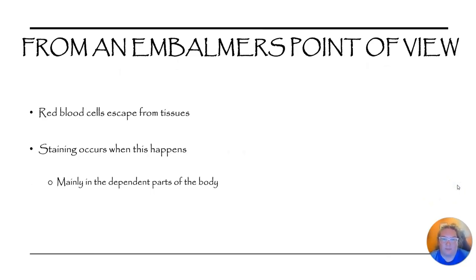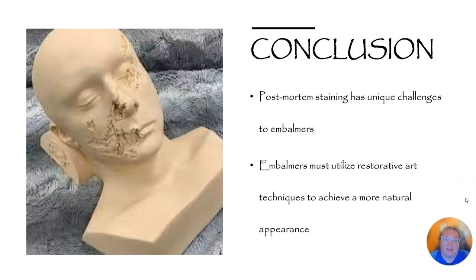So what does it look like from an embalmer's point of view? Well, when hydrolysis occurs, red blood cells escape from the tissues because there's no longer water holding the tissues together. So this is where our staining occurs. And once again, it happens mainly in the dependent parts of the body. Dependent, remember, it can mean many different things.